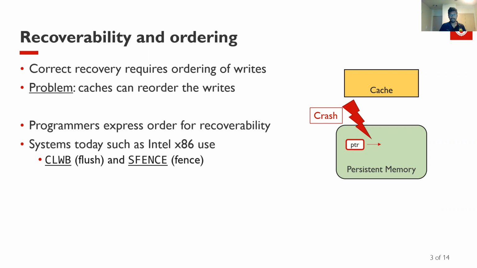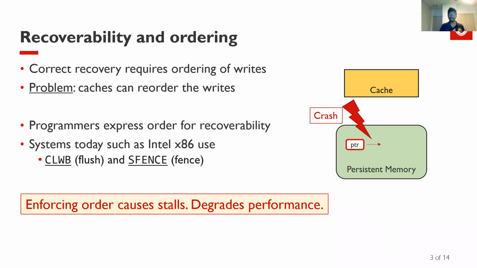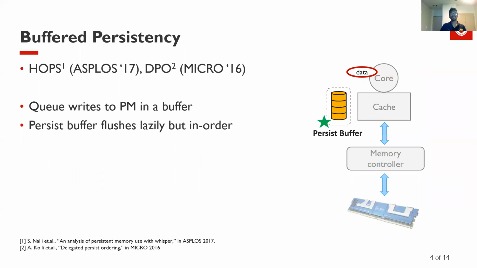Intel's CLWB writes data back to memory from the caches, while the sfence instruction stalls the core execution until all prior flushes complete. Now, past research has shown that such a form of synchronous ordering can cause drastic slowdowns up to 4x. Researchers have tried to mitigate this, and one such solution is buffered persistency.